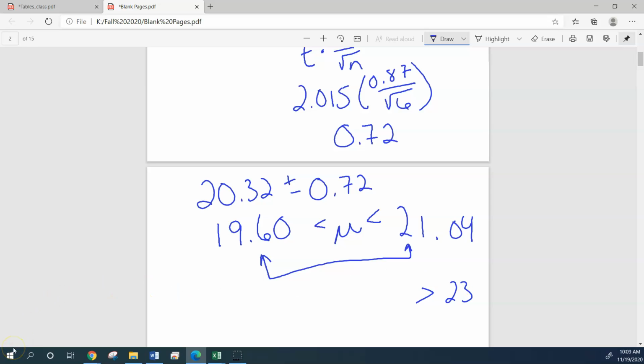So I hope this helps. Again, your confidence interval may be slightly different due to your margin of error, which may be slightly different due to how you calculated your standard deviation. But again, from now on, I would just recommend using Excel to calculate that standard deviation.